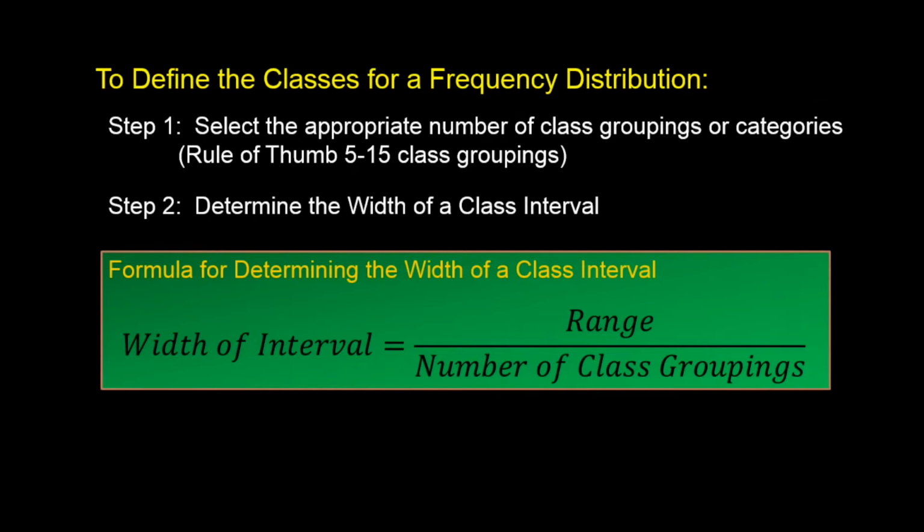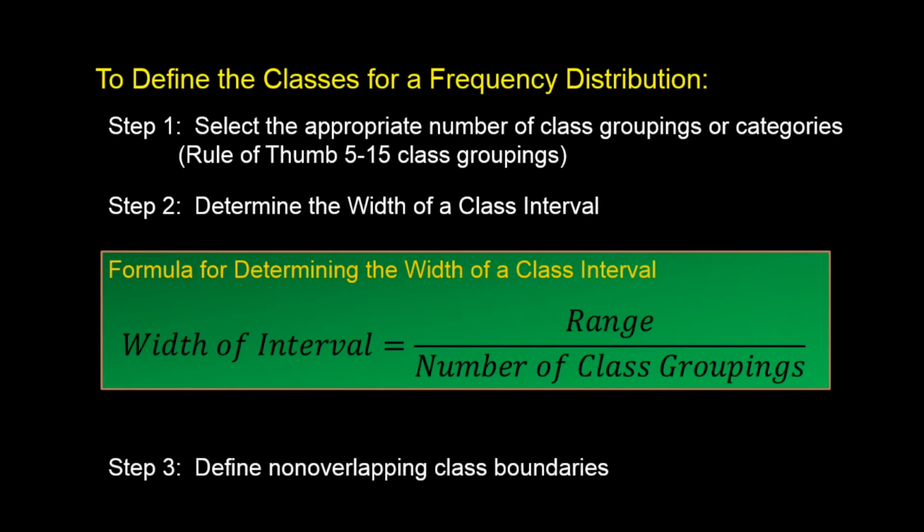Next is step two. Step two is to determine the width of the interval. So let's say we decide on 5 age categories. How many years are within each category would be the width of the interval. To calculate the width of the interval, we use this formula: range divided by the number of class groupings. Now remember what range is. Range is your highest number minus your lowest number. So in our example, that would be the oldest person minus the youngest person, divided by 5. Step 3 would then be to define the non-overlapping class boundaries using the width of the interval that we just calculated. So let's see how this is done.